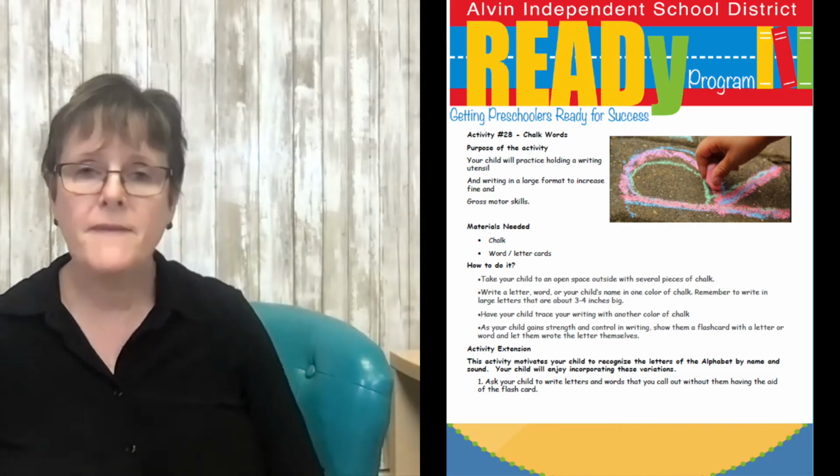The next activity is called chalk words. The purpose of this activity is to, again, increase that fine motor and present the letters in a larger format so they get that muscle strength. This could be done with chalk outside, or it can even be done with crayons. You just present the letter a little bit larger. You can write the child's name. You can write letters that you're working on. You can give the child a letter or a letter sound and let them write the letter themselves, and then you go back over it using the rainbow effect of different colors.